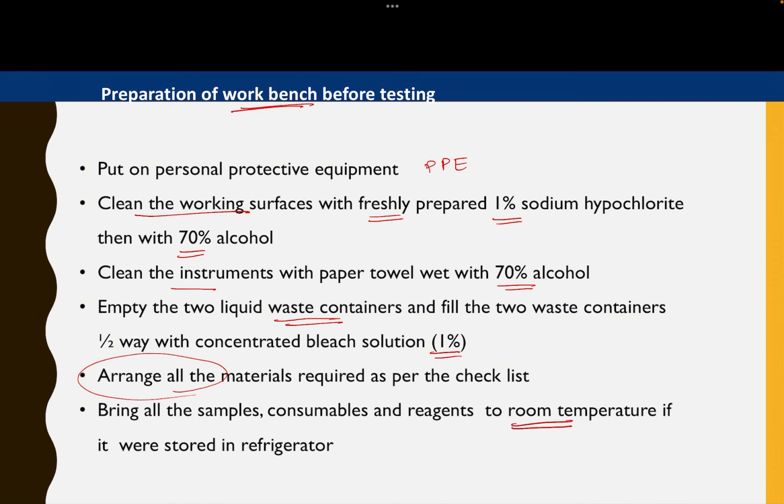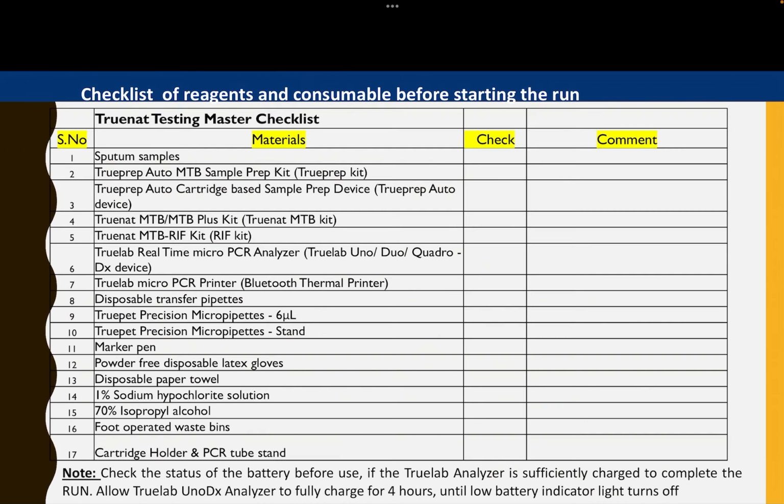So take all the things from the refrigerator, keep them outside for 30 minutes, let all the things come to room temperature, then only you should do the test. Now, master checklist. What all do you need to do the particular test?